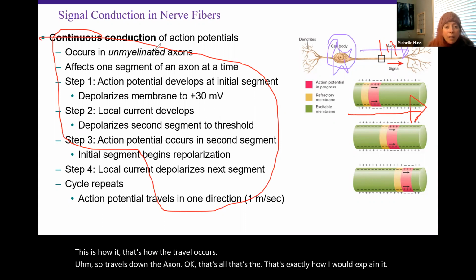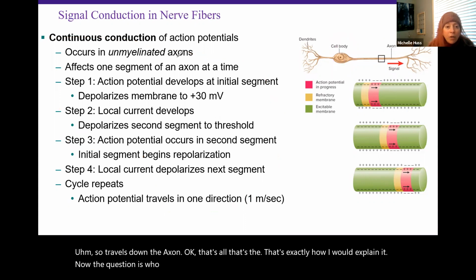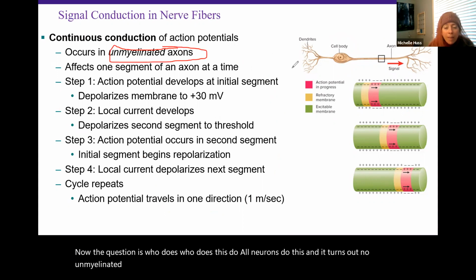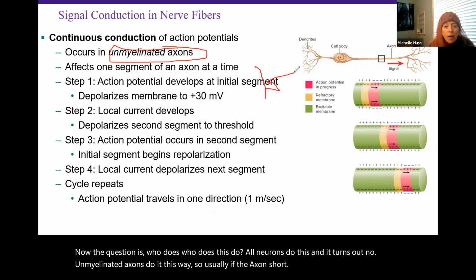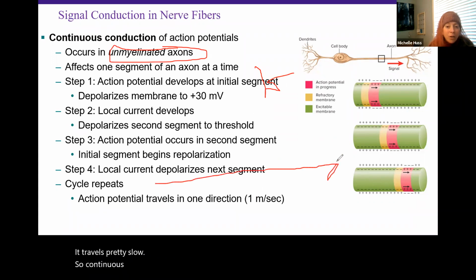Now, the question is, who does this? Do all neurons do this? And it turns out, no, unmyelinated axons do it this way. So usually if the axon's short, you'll do it this way, but it's not very efficient. It travels pretty slow. So continuous conduction is slow. The action potential travels slowly.